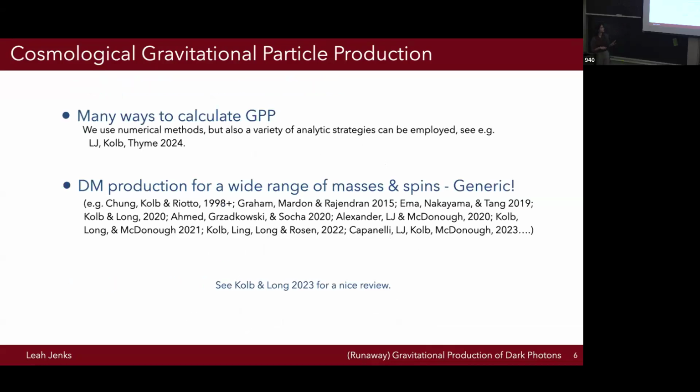Okay, great. So I should say that there are many ways to calculate GPP. There's kind of a long history of study with this. There are many analytic methods that you can use to kind of characterize this process. For the rest of the talk, I'll be discussing specifically numerical methods, but there's other ways to do it as well. And then I should also say, as I mentioned, this is a very generic procedure that works for a wide range of particles with different masses and spins. So I'm going to be speaking about spin 1, but you can also do this for fermions, for scalars, for spin 2 particles, etc. So there's a really nice review by Rocky and Andrew Long if you're interested in some more of the details of GPP.